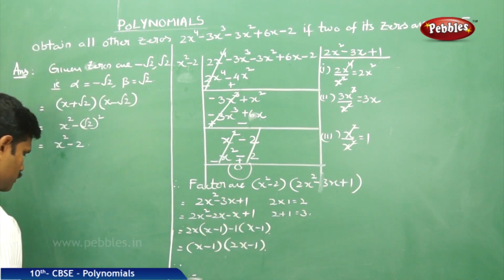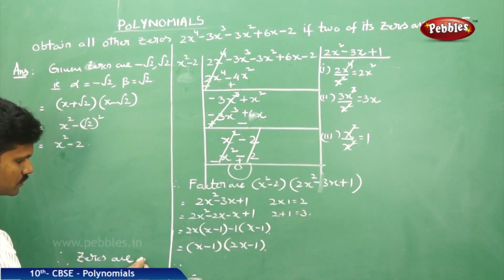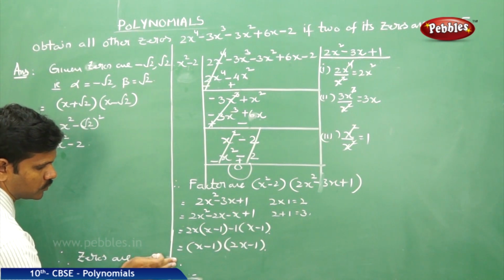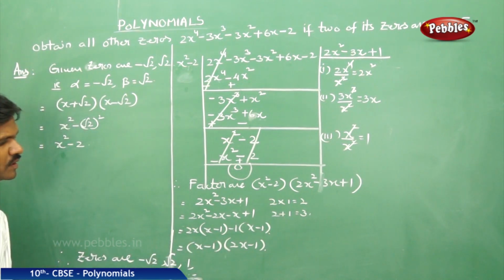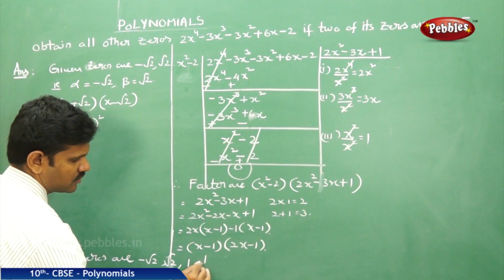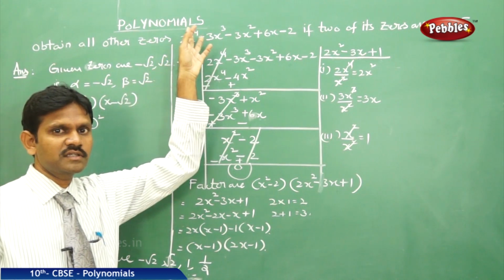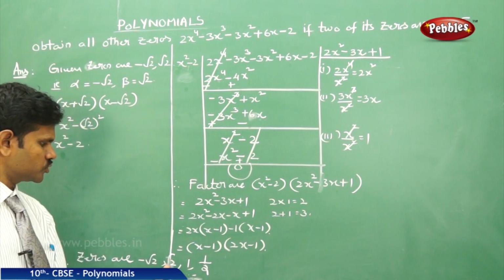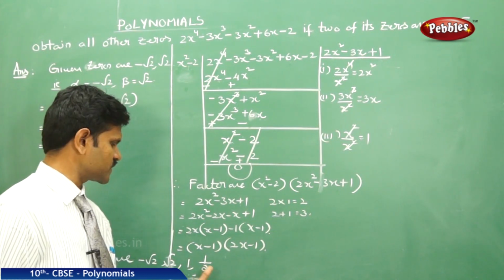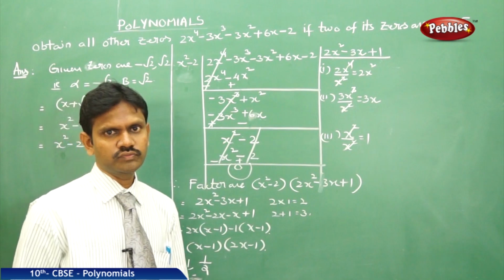Now therefore the given zeros are minus root 2 comma root 2, and the zero of x minus 1 is 1 and the zero of 2x minus 1 is 1 by 2. Therefore according to my question, at the very beginning itself we discussed that the highest degree is 4. 4 means we must get 4 factors, that is 1 2 3 4. The rest of the zeros are 1 comma 1 by 2 and the given zeros are minus root 2 comma root 2.